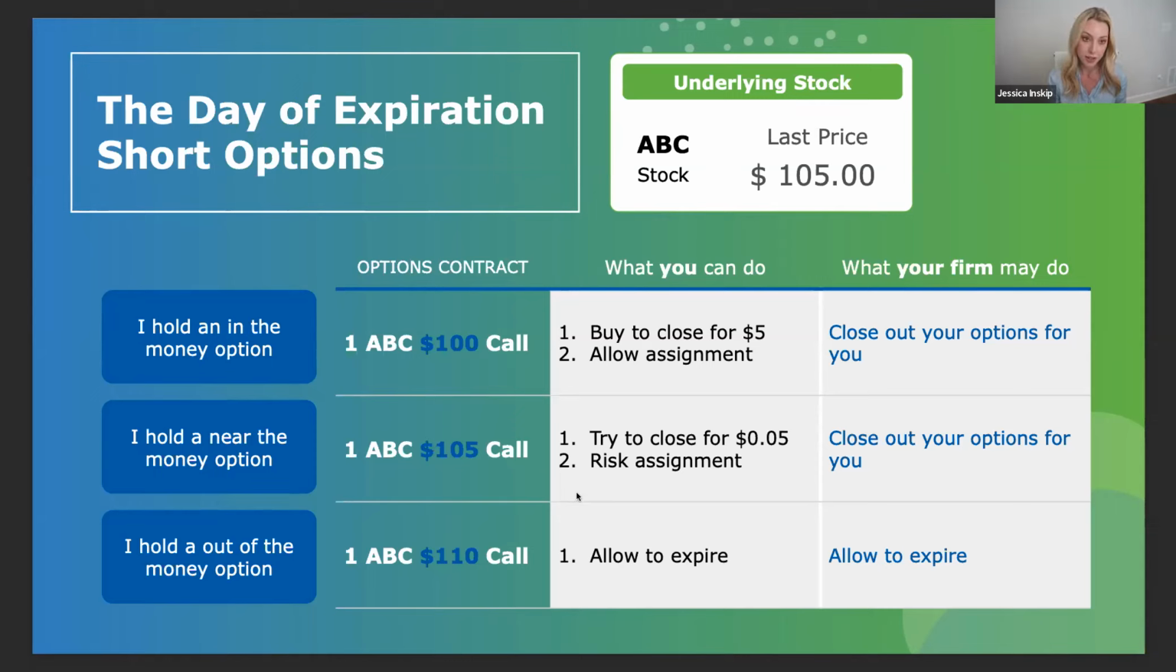But in all of those scenarios, just understand the risks involved. You can allow them to be assigned as long as you can support it, or expire if it's out of the money. Anything you want to add to that one, Tony? No, I think you've got that really well covered. All right.